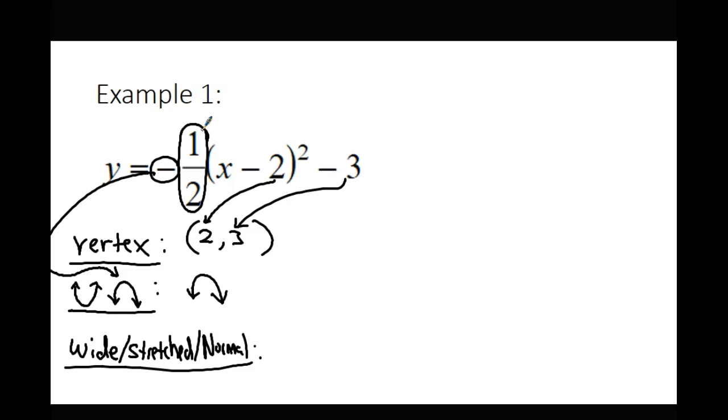Why did you put -3? It should be -3. Thank you, Xana. Xana was right. We don't change the K, just the H. Good looking. All right. So, now this half, since it's half, what is that? Is that wide, stretched, or normal?